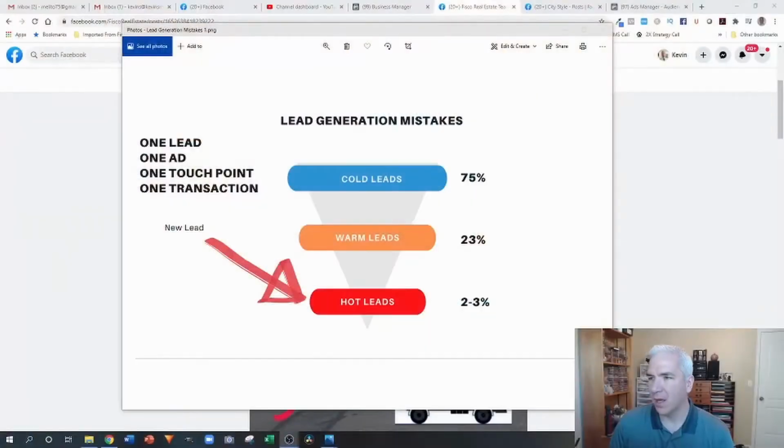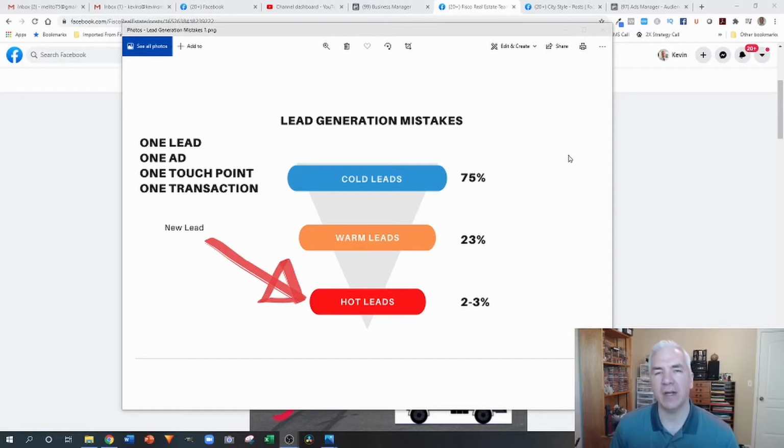So jumping right in, tip number 1 is you have to take a long-term approach. Let me tell you what I mean by that. Let me pull up an image here real quick, and then I'm just going to share my screen. So many people make the mistake of thinking that I generate one lead, I'm going to run one ad, I'm going to have one touch point, I'm going to call them, and that's going to turn into one transaction. If that is your expectation, then you need to hear this more than anybody, because frankly, that's just not realistic.